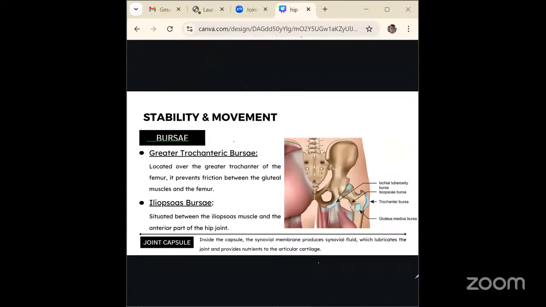So is that okay? The one that we have here is the one I told you about, the trochanteric, and then this one, the iliopsoas. Those can be included by other textbooks. The textbook you're using, all of them are correct.